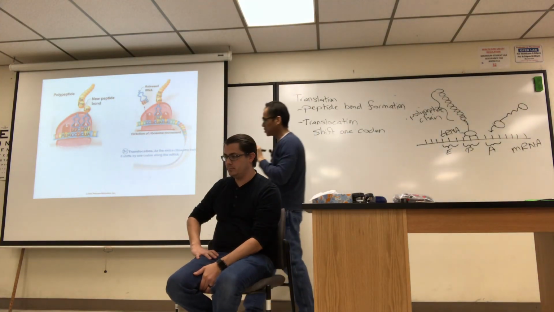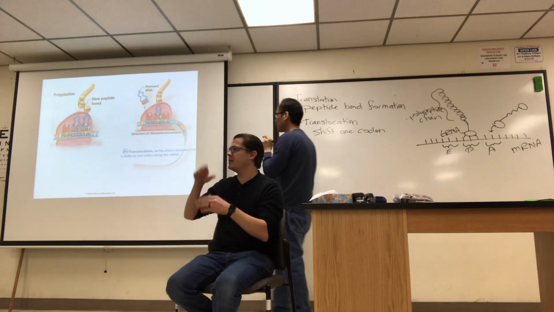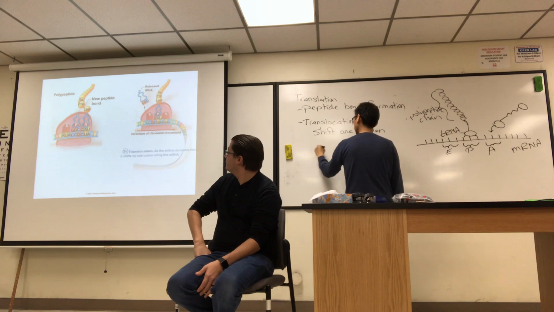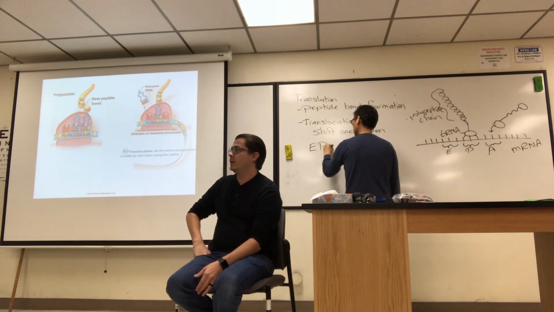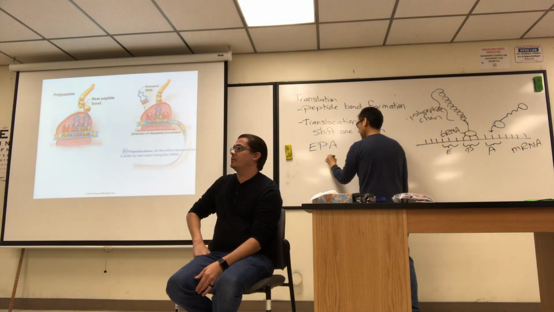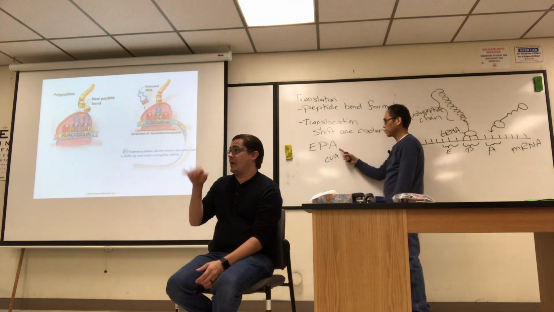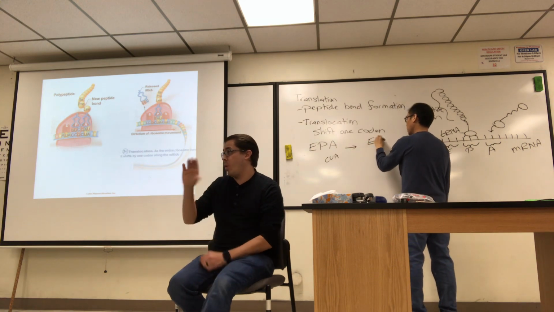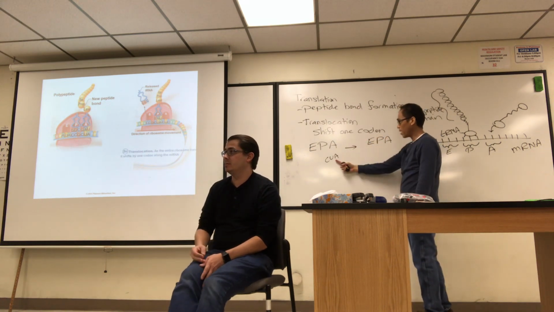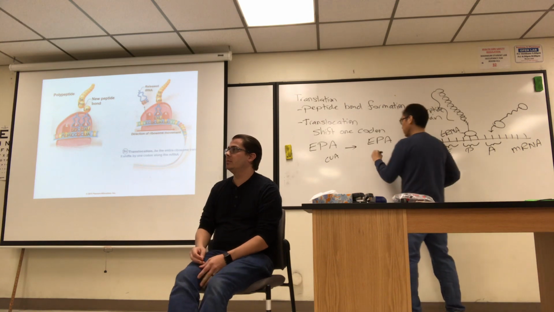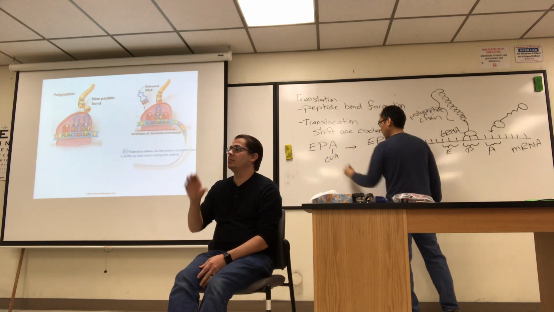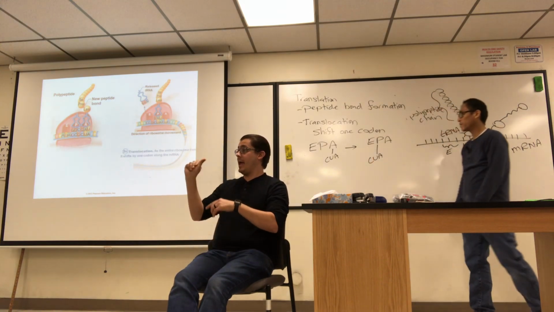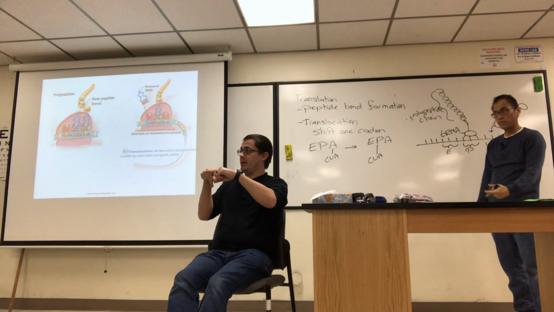So basically, just focus on CUA. Our CUA was in our A site. But when you shift, the CUA moves to the P site. So instead of being at the A site, it's at the P site. Okay, that's essentially what they're showing you. You're just moving over one.